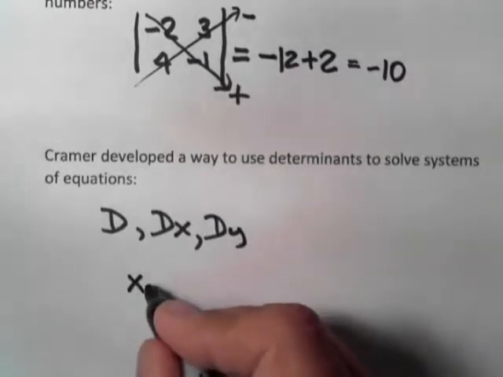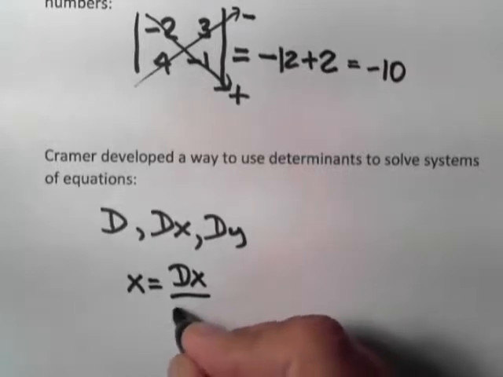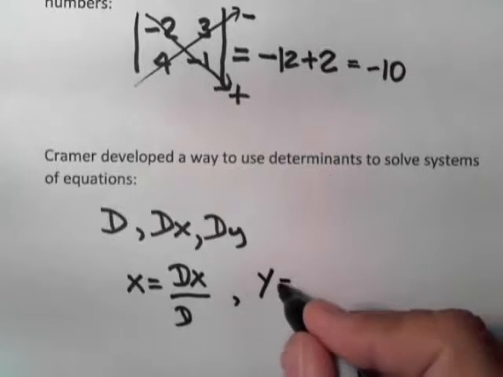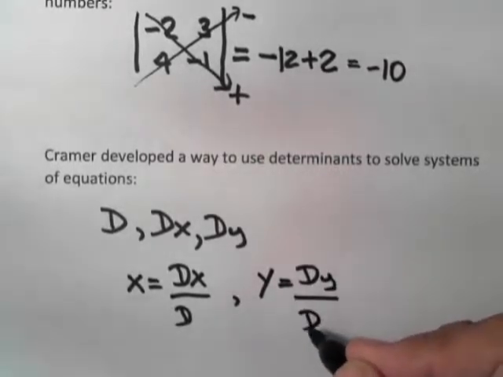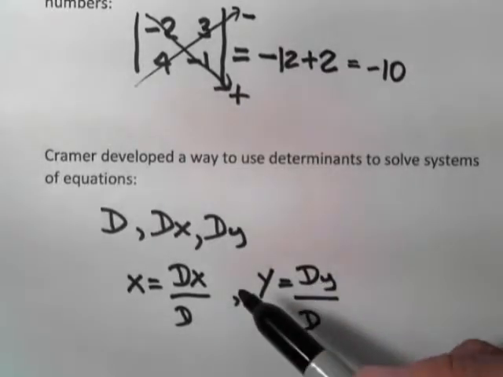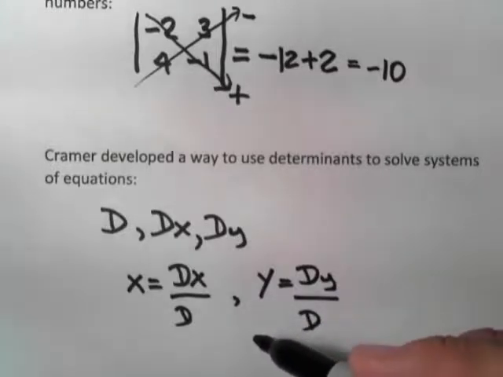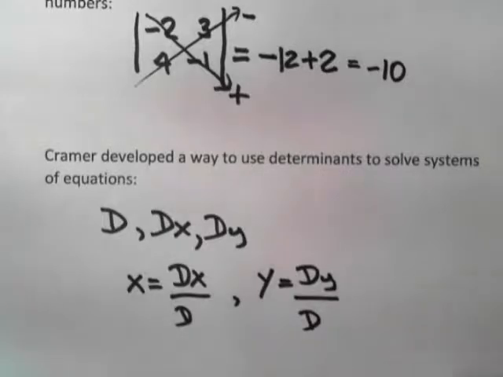Simply after that, the value of x is going to be the Dx determinant divided by D, and the value of y is going to be the Dy determinant divided by D. One of the interesting things about determinants is if you only want to know one of the variables here, you don't have to solve for the other one. You can just home in on the one you want.